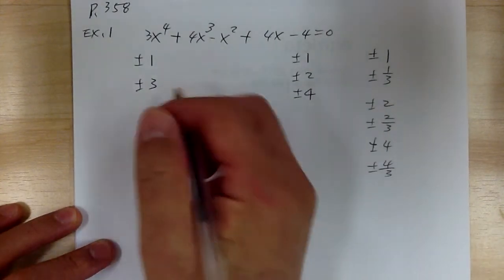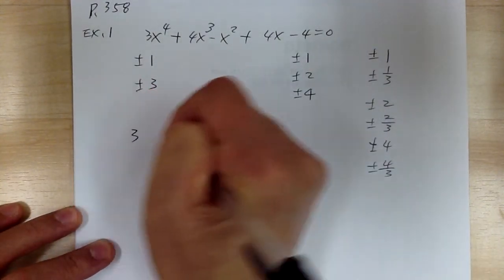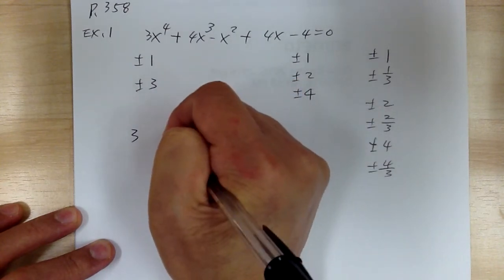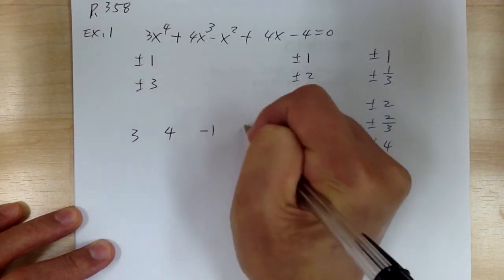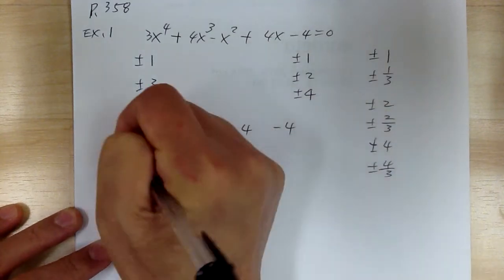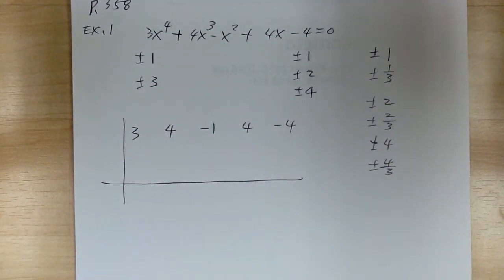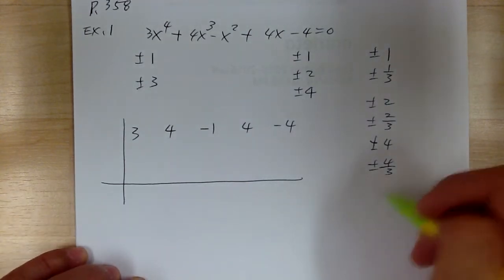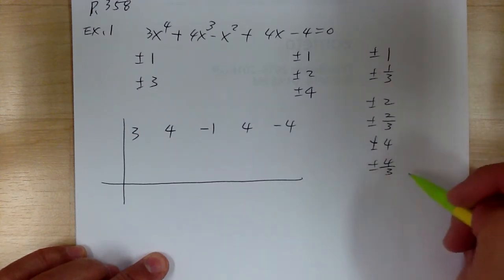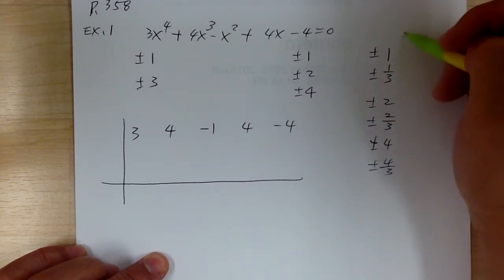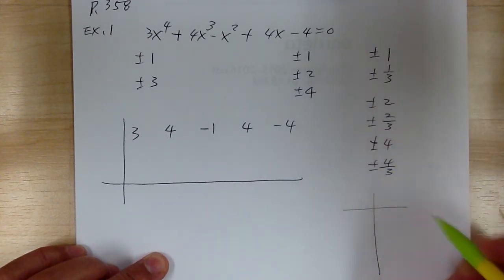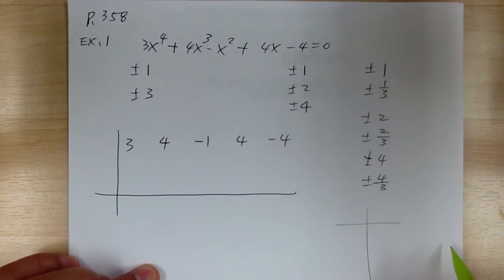And this is what you want to do. You want to use a pen to write down your coefficients 3, 4, -1, 4, -4. Then you're going to use pencil to try different numbers. You want to put a table and keep track of what numbers you have tried. Now remember the remainder theorem? Evaluation and synthetic division are interchangeable.